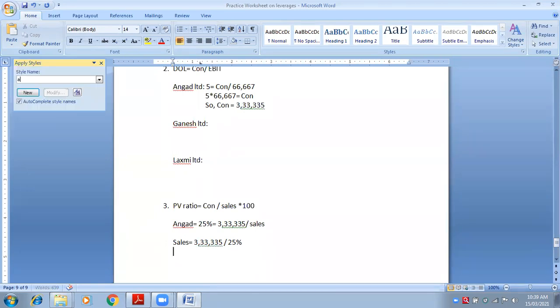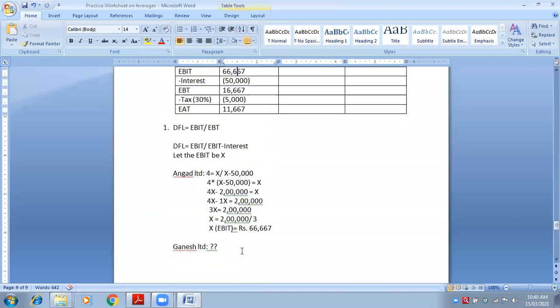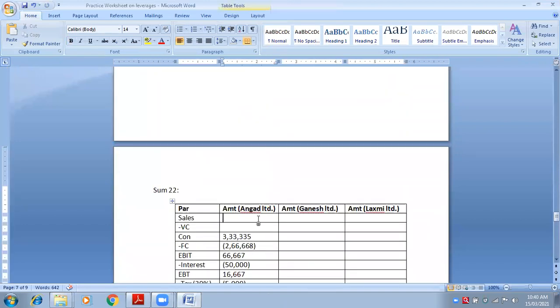So what will be your sales? Can somebody tell me? 13,33,340. 13 lakhs 33,340. Is it correct? Please confirm. Yes, ma'am. So 13 lakhs 33,340 will be taken in the table of the income statement. So here sales will be this much.